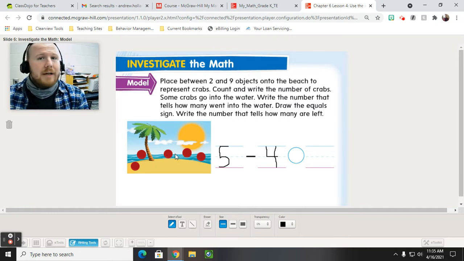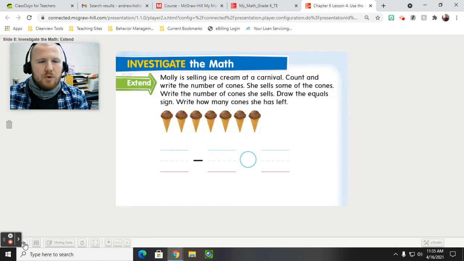But the end of the story is, what does it look like now? How many are left on the beach? So the equal sign tells us how many are left. There were 5 and 4 went away. So there is how many left? 1 crab left on the beach. Okay. So they'll say, well, you could do your own story, blah, blah, blah.